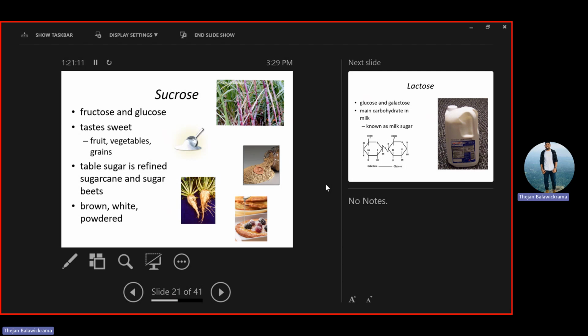Available in fruits, vegetables, grains. Well, from sugarcane, that is the disaccharide that we extract. We have the brown version and white version. Sugar, when it comes to the brown one and white one, what is the difference? Glucose and fructose. Anyway, the molecular formula is equal, no?